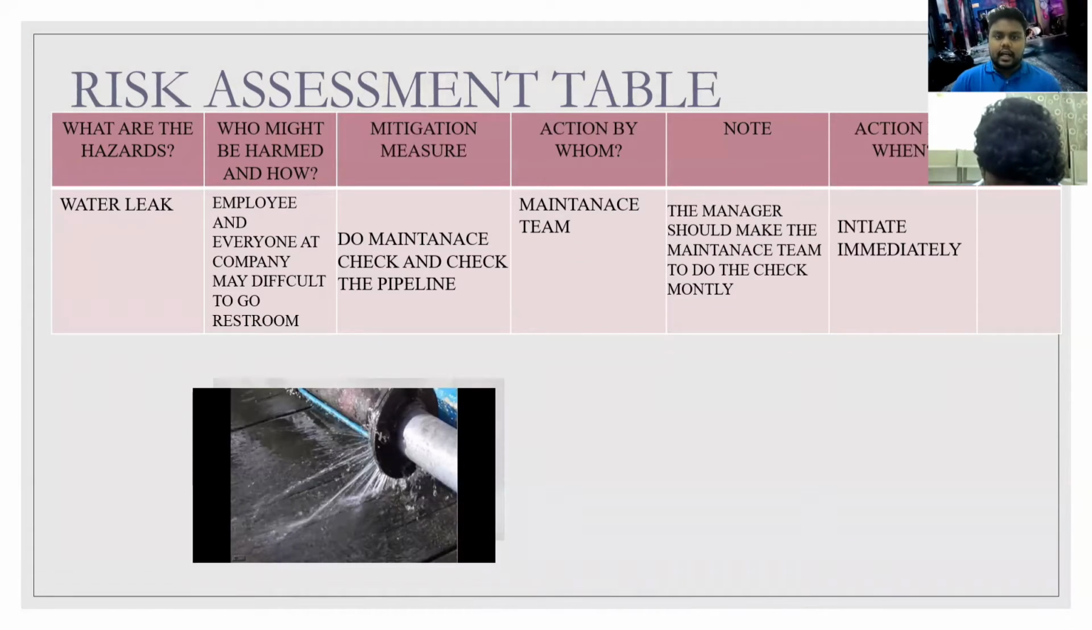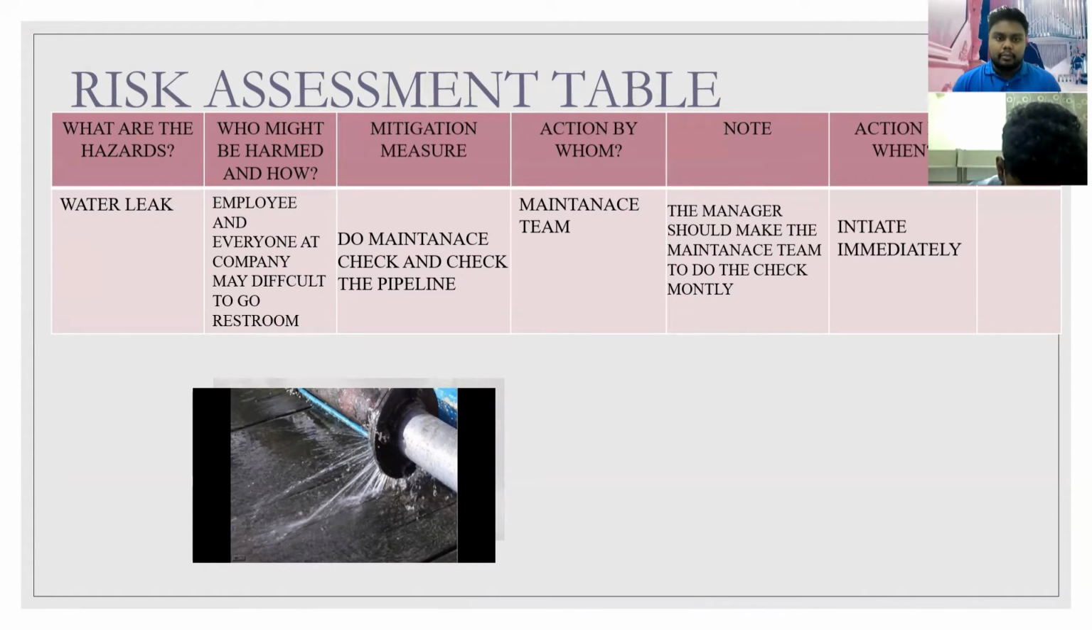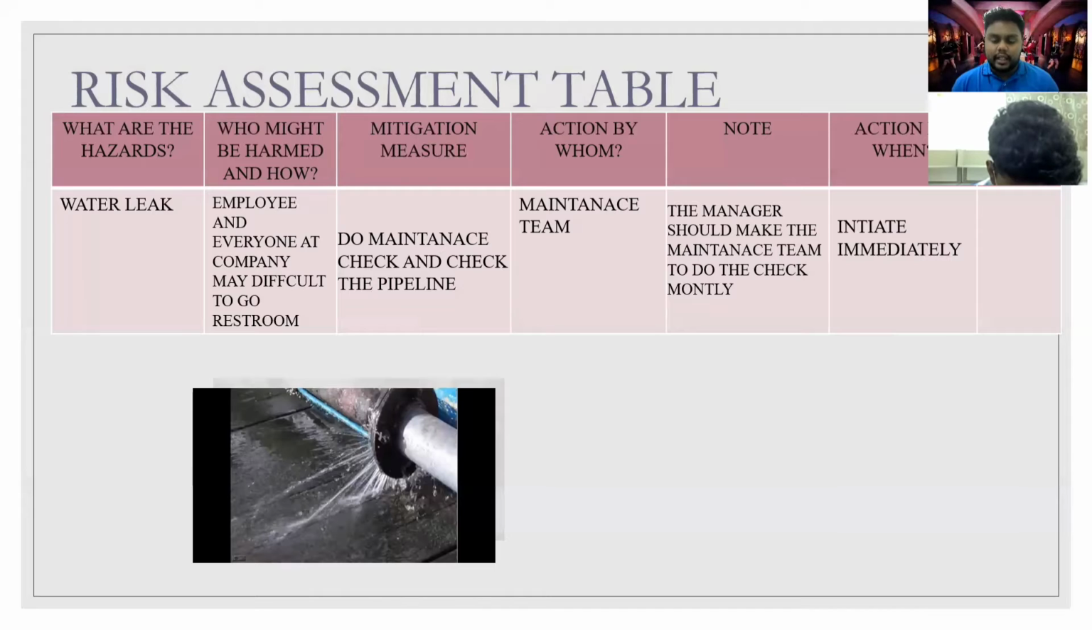The next one is water leak. Who might be harmed and how? The people who will be harmed by the water leak are the employees and everyone at the company. It may be difficult to go to the restroom. If there's a water leak in the restroom, nobody can use the washroom. The mitigation measure for this is to do a maintenance check and check the pipeline. If you check the pipeline every time, there won't be a water leak in the company. Action by whom? The maintenance team needs to make sure the pipeline is in a good condition.